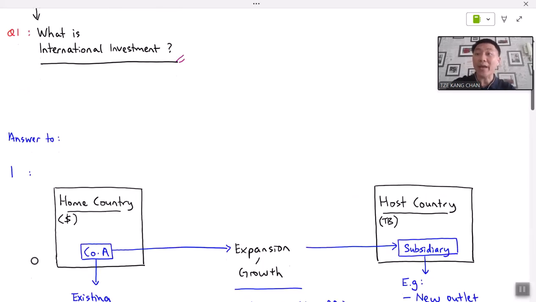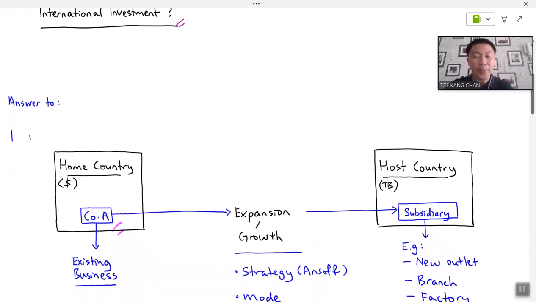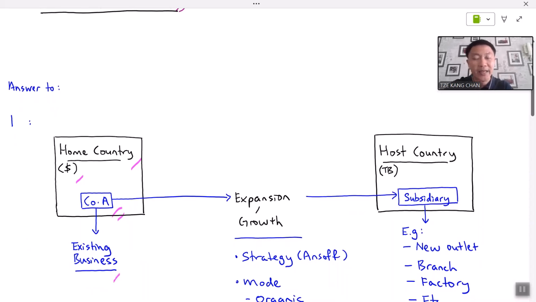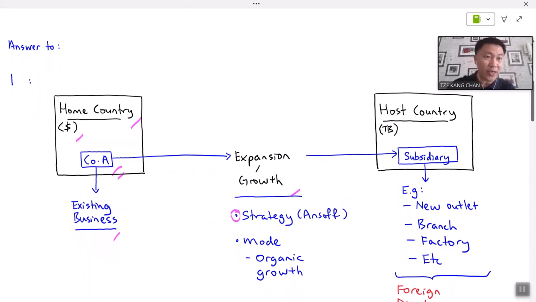What exactly gives rise to international investment? Let's imagine there is a company by the name A, which is located in the home country, whereby the underlying currency is denoted by dollar, for instance. Company A would most likely carry out some ongoing or existing business operations in the homeland. As part of the expansion plan to grow the business further, referring to the strategy suggested from the Ansoff product market matrix, the company may expand the business via product development, market development, or diversification.